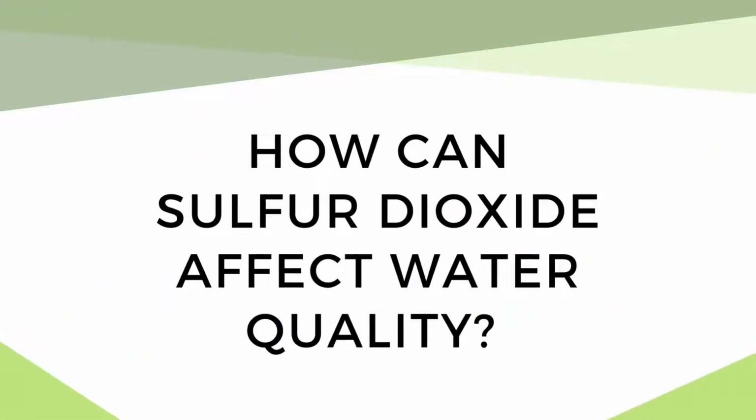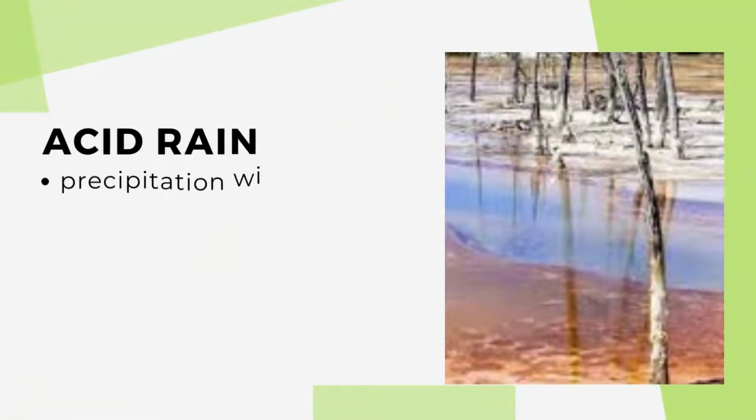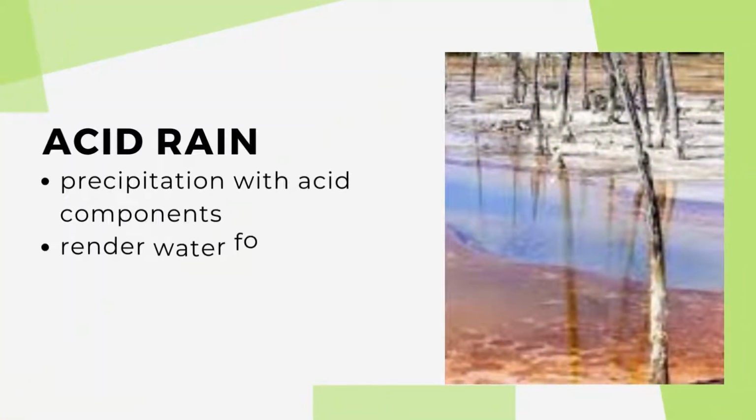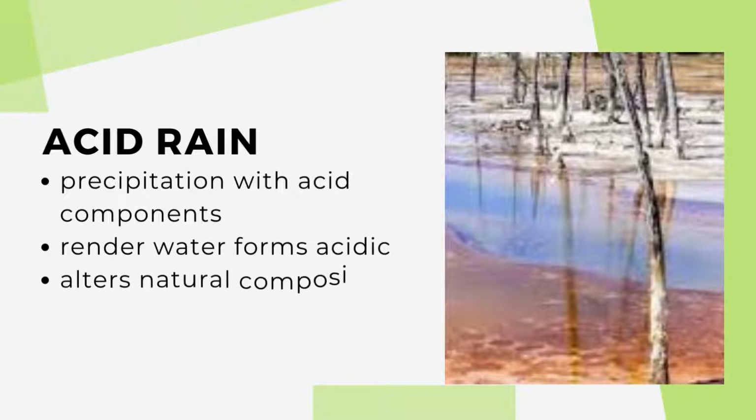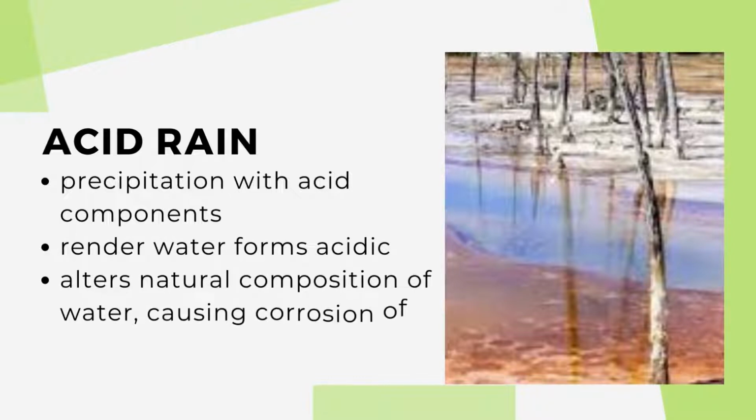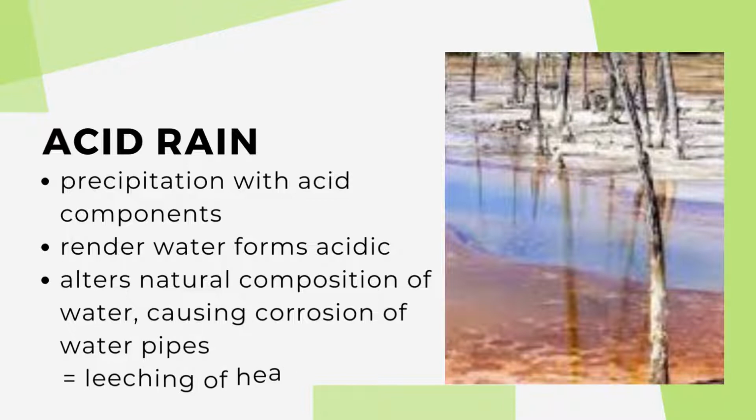How can SO2 affect water quality? Compounds like sulfur dioxide and nitrogen oxide or NO, when mixed with water, oxygen, and other pollutants in the atmosphere, produce acidic components that contribute to acid rain. Acid rain is a form of precipitation with acidic components that render water in streams, lakes, and other water forms more acidic. This phenomenon alters the natural composition of water, causing corrosion of water pipes.